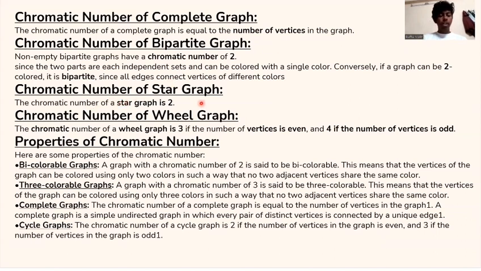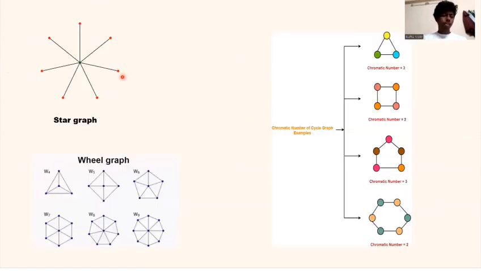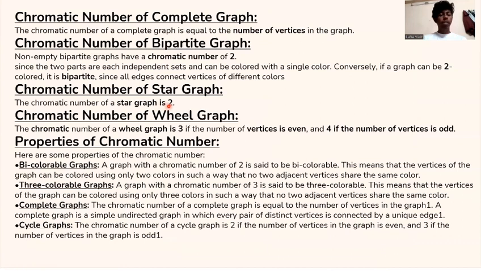Next, chromatic number of a star graph. So, what is a star graph? How does it look? This is an example of a star graph. There is one vertex in the middle and all the others are at the edge. For this graph, the chromatic number is 2. For any star graph, the chromatic number is 2. Just by seeing the graph, we can say the chromatic number of those graphs. If it is a star graph, then we can directly say that the chromatic number is 2.